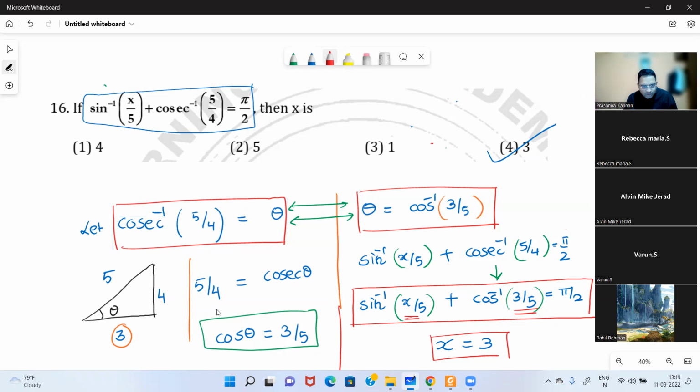Converting from one function to another is very, very critical in inverse trigonometry. Please pay a lot of focus, redo them, do it again and again, and do it for different types of functions, and that will help you in solving the questions.